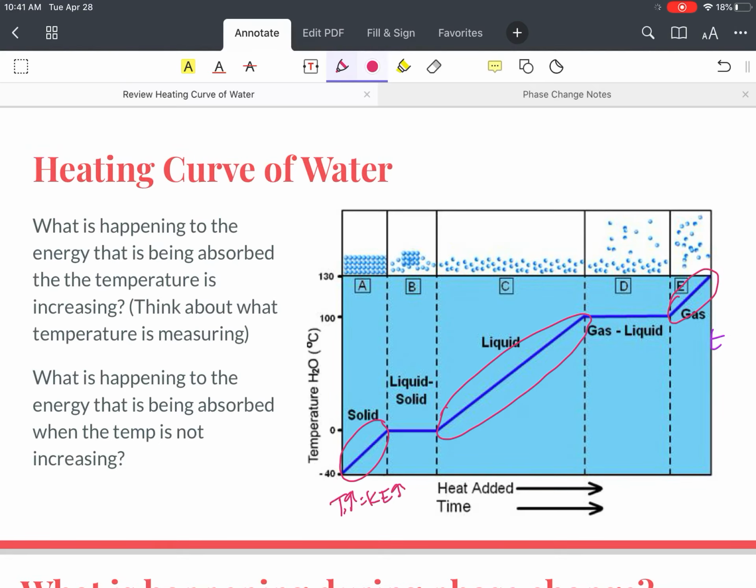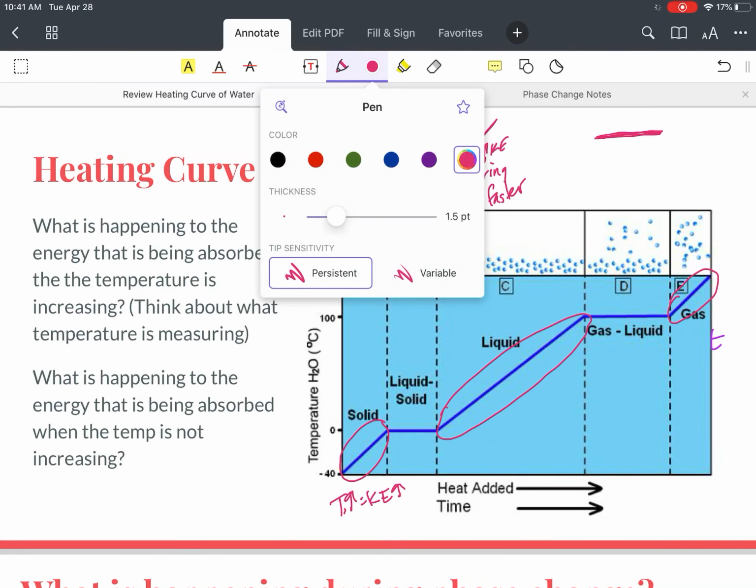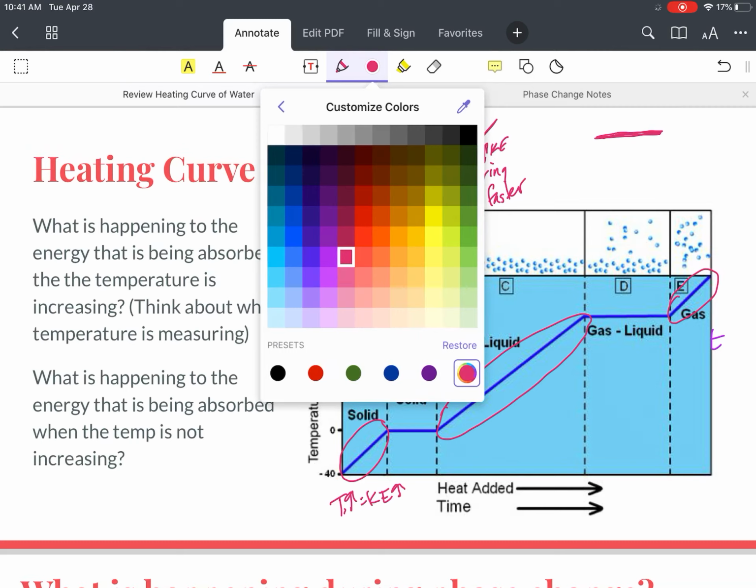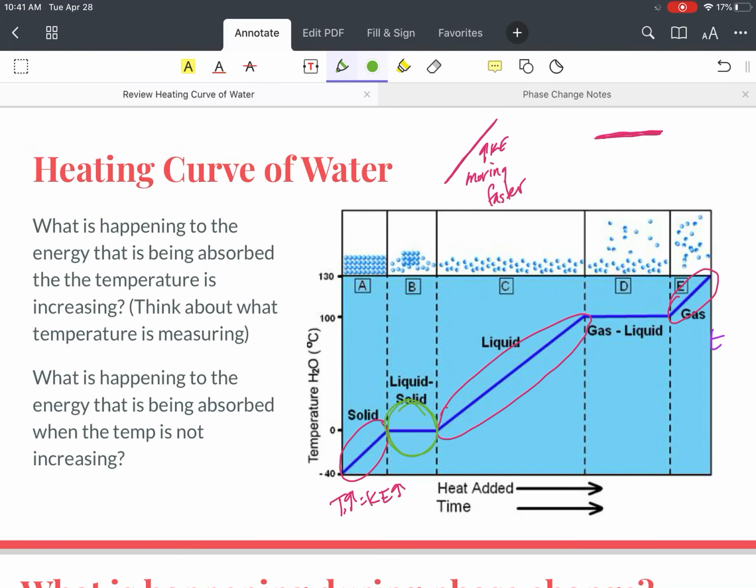I'll put a little key here. If the line looks like this, that means our kinetic energy is increasing and our particles are moving faster. If I have a flat line, when I'm looking at my flat areas, let me change the color here so we can see it differently. If I'm looking at my flat lines, notice my temperature isn't actually increasing. So what's happening? Well, if my temperature is not increasing, that means my kinetic energy stays the same.